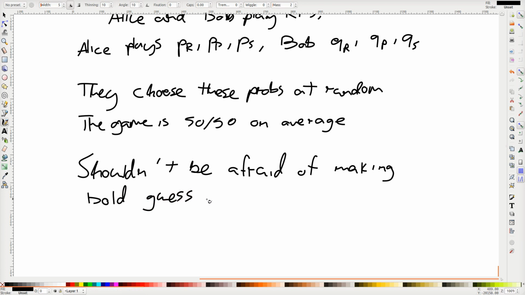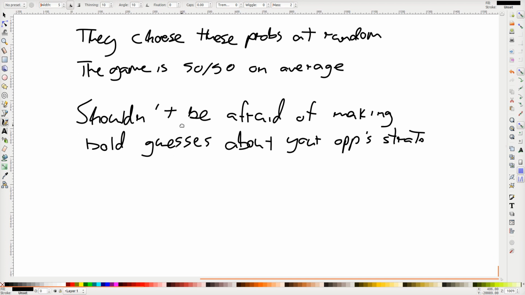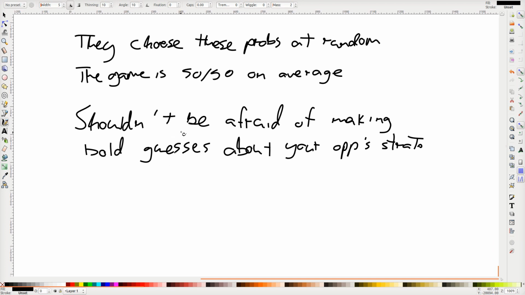You shouldn't be afraid of making bold guesses about your opponent's strategy. Again, this is tempered a little bit if you know your opponent is an incredibly strong player and that they can take advantage of you, but this is not really a consideration in Atlas Reactor. Like if you're playing high-level poker, and you're playing a large sample with some high-level poker players, then this is the kind of thing that you start considering.